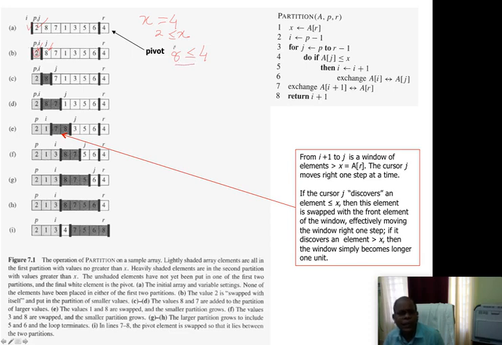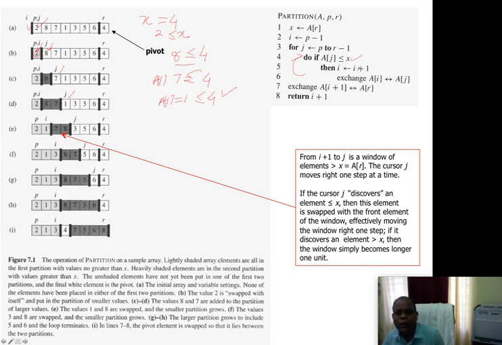Then what will happen? J will be increased in this for loop, and again Aj is 7. Is this less than or equal to 4? No. Hence again J will point to the next element here. Your Aj in this case is 1, which is less than or equal to 4. Yes, this condition is satisfying.